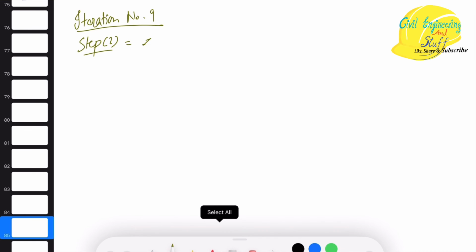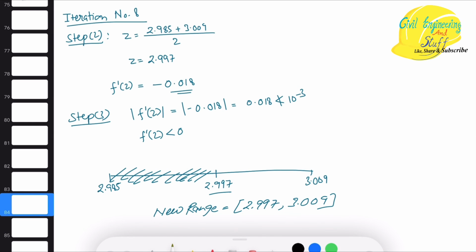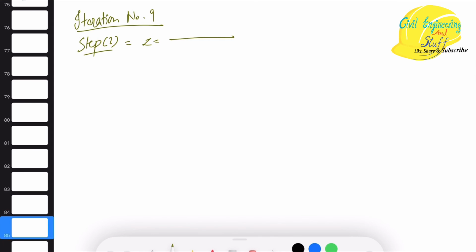Okay, we are going to do iteration number 9. We are going to do step number 2, z equal to z1 plus z2 by 2, x1 plus x2 by 2, sorry. So this is the new range 2.997 and 3.009. 2.997 plus 3.009 divided by 2. So z is 3.003.